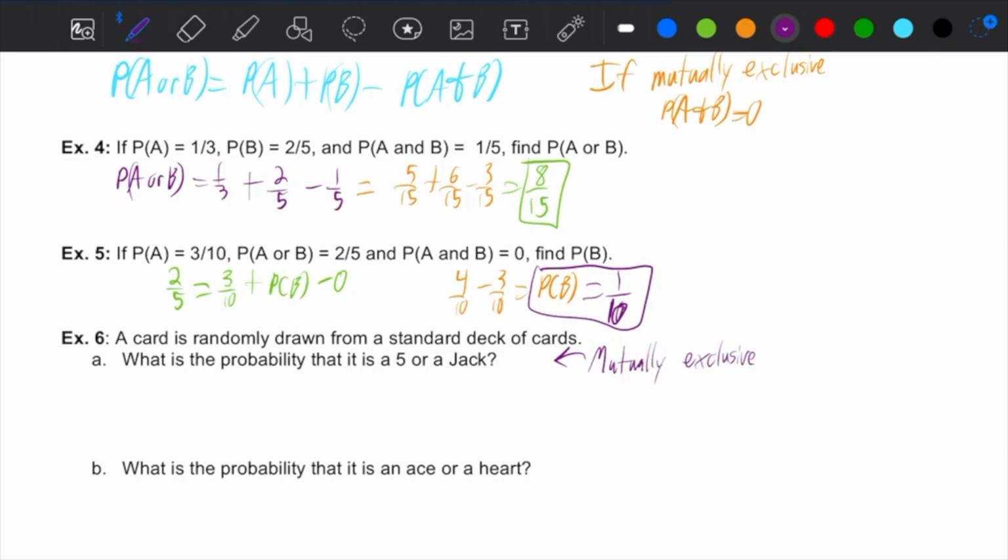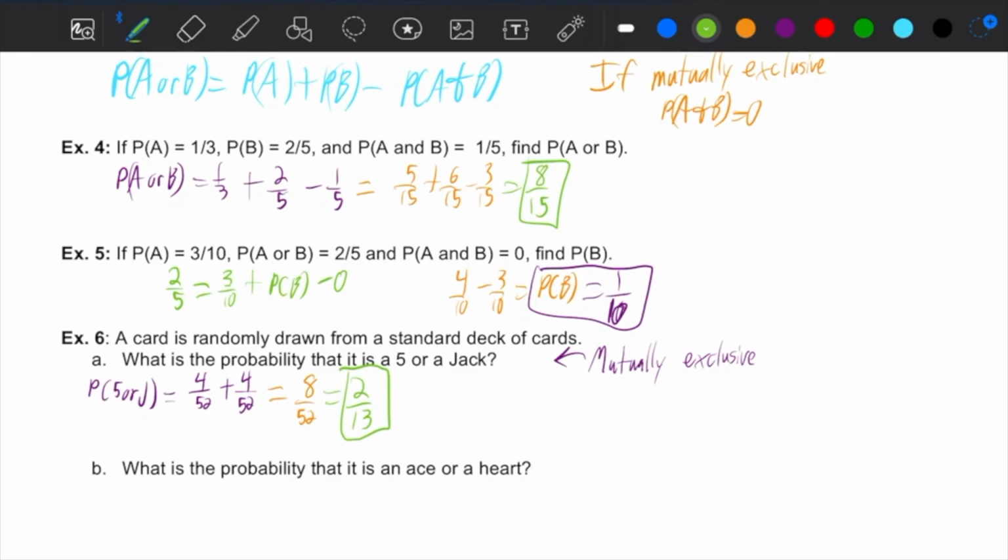So probability of a 5 or a jack is equal to the probability of a 5. There are 4 5s in a deck of 52 cards. Probability of a jack, 4 jacks in a deck of 52 cards, and there's 0 overlap, because you can't have both, so you don't even need to put the minus 0 over 52 if you don't want. And you get 8 over 52, which reduces to 2 over 13, because you would reduce the top and the bottom by 4.